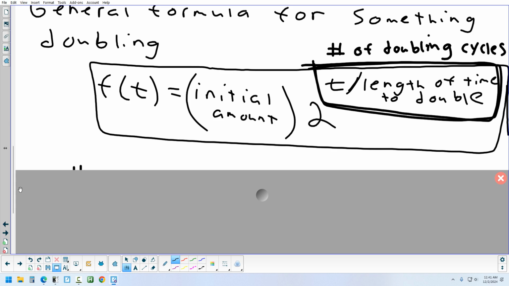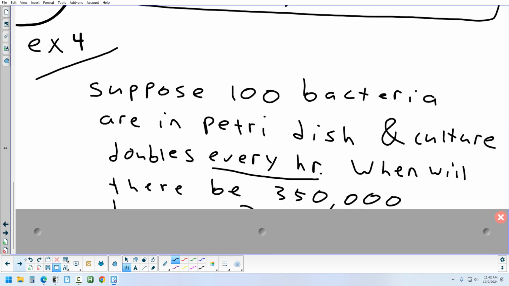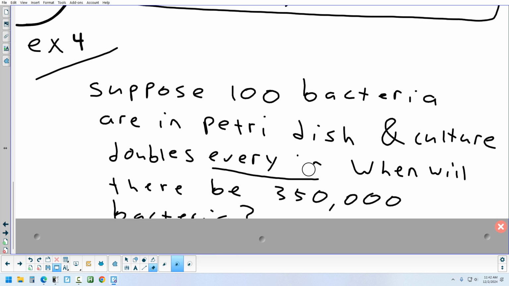Okay, so let's set an example up. We don't have to graph it because the graph is the same as the population of the town. You end up with something like this. And you just find an intercept. Okay, but I just want to make sure people know how to set up that equation. So we've got 100 bacteria starting out in a petri dish, and the bacteria is going to double every 3 hours. I want to know when there'll be 350,000.